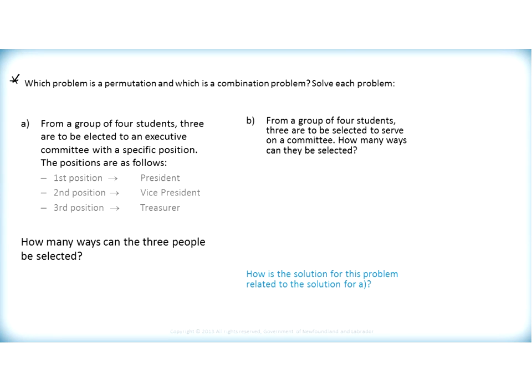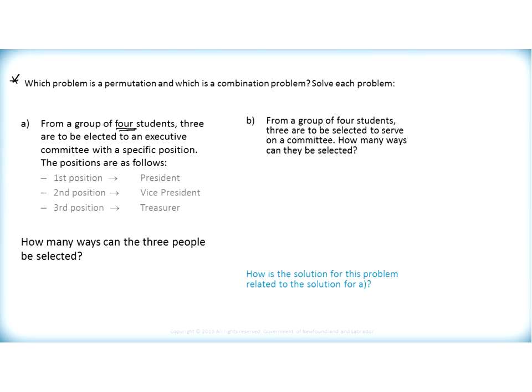Now we're going to actually solve these. Which problem is a permutation and which is a combination? Solve each. A. From a group of 4 students, 3 are to be elected to an executive committee with a specific position. The positions are as follows. The first position, someone will be selected as president. Then someone will be selected as vice president. And then the third position, someone will be selected as a treasurer. How many ways can these 3 people be selected from the group of 4 students?